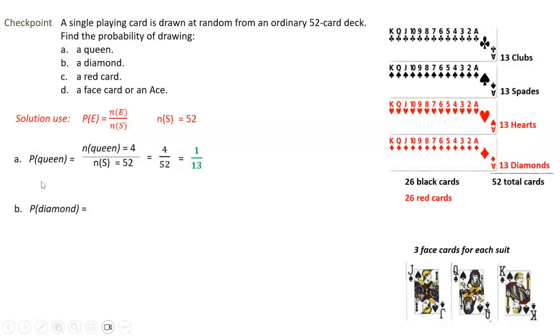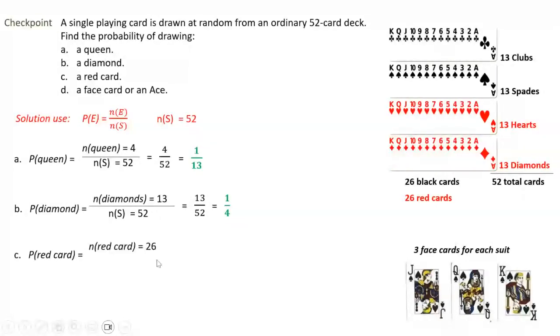Now B, the probability of a diamond, right? So how many diamonds are there? There's going to be 13 diamonds. It's going to be 13 over 52, which will give us 1/4. Okay. C, a red card. A red card, there's 26 red cards, right? Because there's 13 hearts and 13 diamonds, which are red, which will give us 26. So 26 over 52, the result is 1/2.